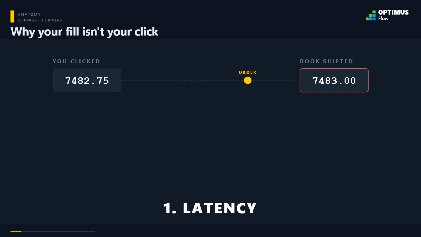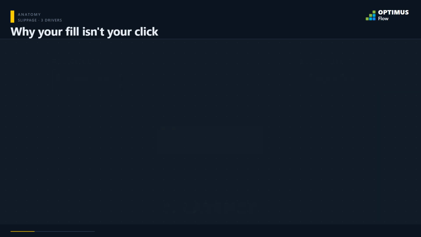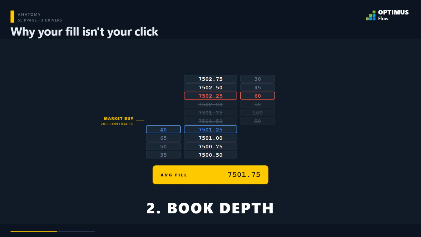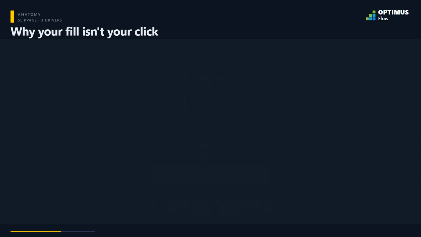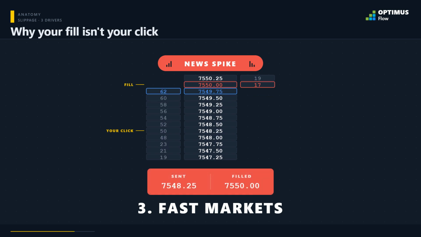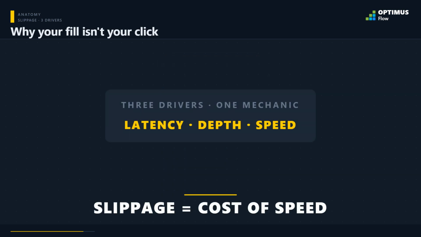The first is latency. The chart you're looking at is milliseconds old. Between the moment you click and the moment your order reaches the exchange, prices can move on you. The second is book depth. If your size is bigger than the top of the book, you're going to walk levels and your fill will be an average of what you took at each price. And the third is fast markets. A news release, a data drop, or a panic move. Prices can move through your order while it's still in transit. Here's what slippage looks like on your fill.